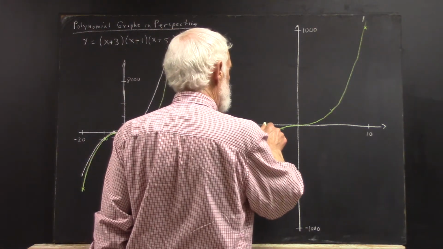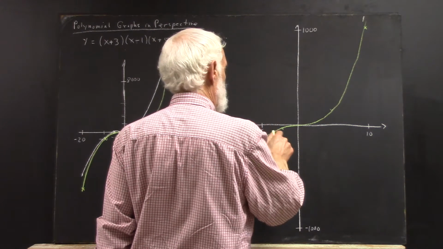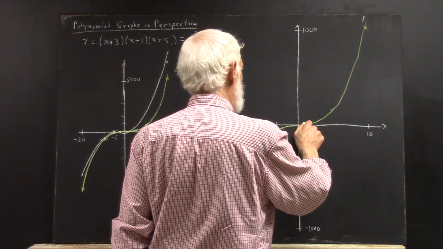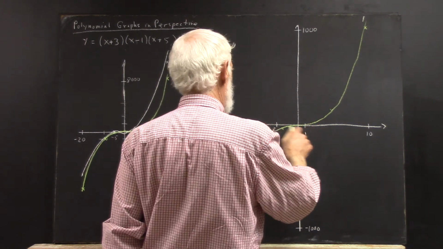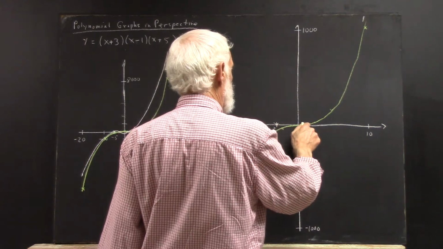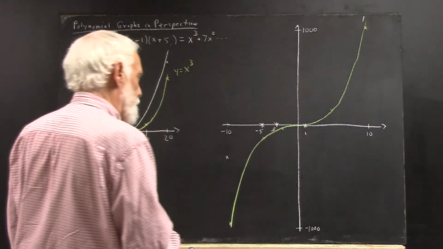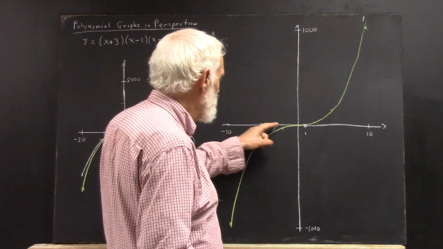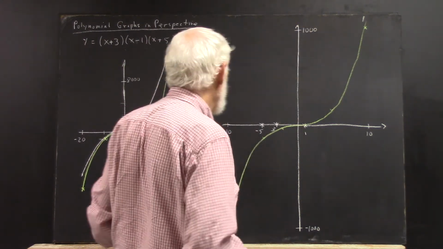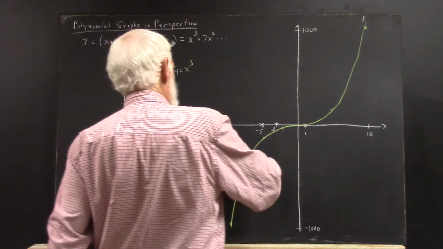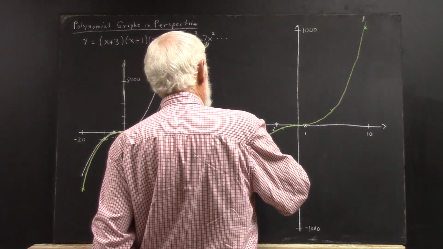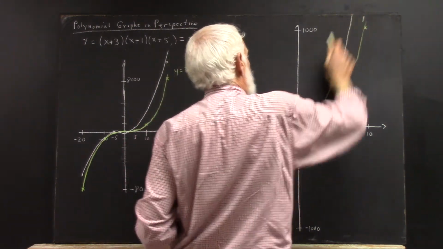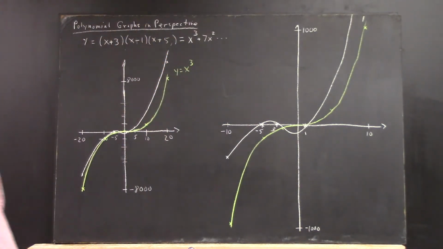At negative 5, it's got to go through 0. Negative 3 has got to go through the x-axis. And at 1, it's got to go through the x-axis. I've got to have a point here, and a point here. Well, knowing that I've got to come from here, go up here, down through here, back up through here, then go up high, I can draw a reasonable facsimile of the graph.